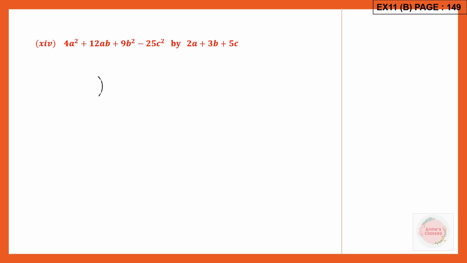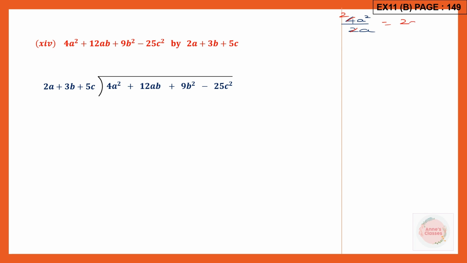So let's begin this division. So we have our divisor and our dividend. So now let's follow all the rules. First term of the dividend and the first term of the divisor. So 4a square divided by 2a. So 2 and 4 will get cancelled. 2 2s are 4. And then we have a square minus a, that is a to the power of 2 minus 1, a to the power of 1, that is 2a. So we're going to write it in the quotient 2a.